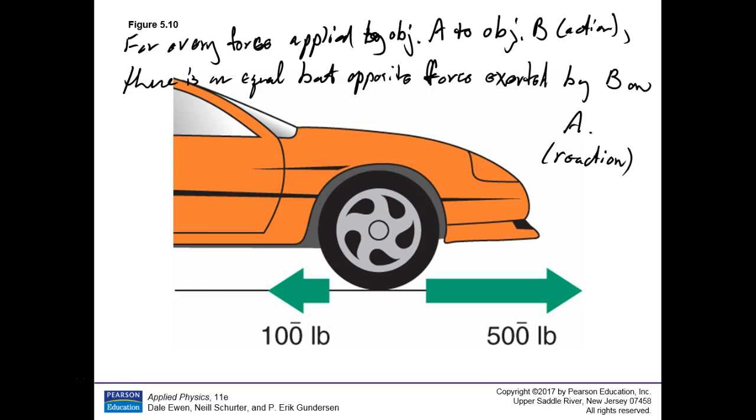Now, what they show here is a car with the tires pushing against the road. That's the action force. The 100 pound is the car tire pushing against the road. The 500 pounds is the road pushing against the tire. Now that doesn't seem fair, except that the tire is fastened on the road. Now that's not equal and opposite, okay? So I don't know what the figure is here.